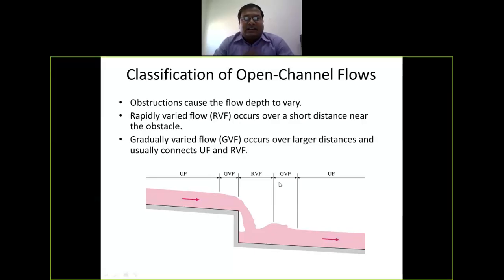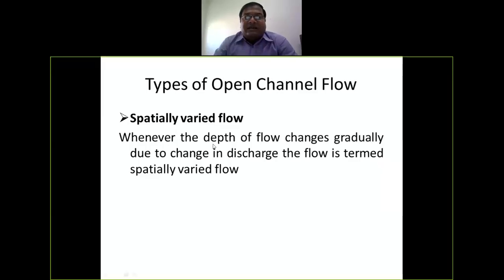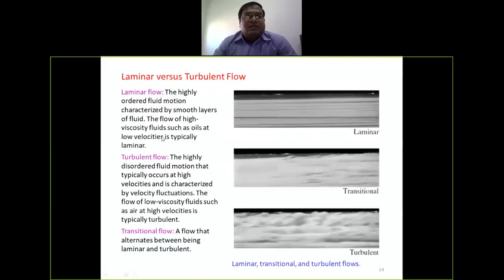The next one is spatially varied flow. Whenever the depth of flow changes gradually due to a change in the discharge, the flow is termed spatially varied flow. So one more term is spatially varied flow. Now the next ones are laminar flow, turbulent flow and transitional flow.